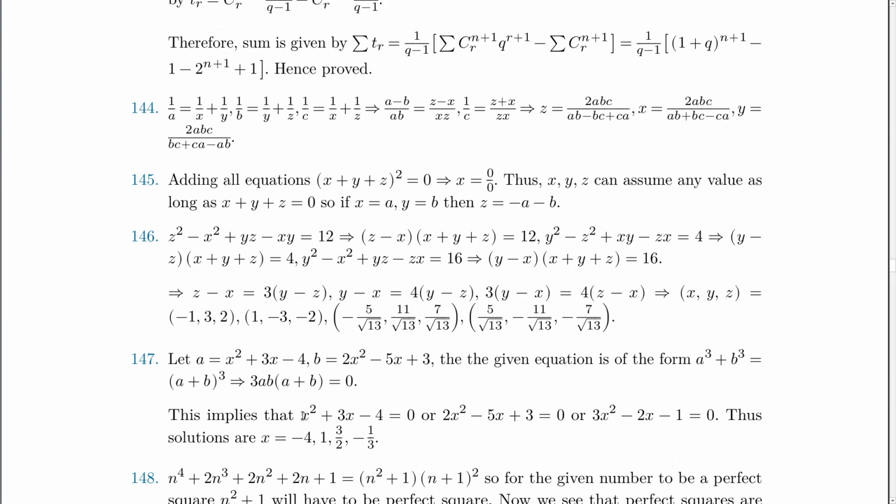That implies that either this is equal to 0, or this is equal to 0, or this is equal to 0. Once we have these three equations, we get four roots as −4, 1, 3/2, and −1/3.